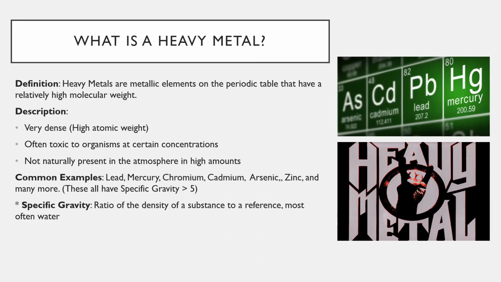And they're not naturally present in the atmosphere in very high amounts. They're present, but humans have really contributed to high amounts of them in the atmosphere. Some common examples are lead, mercury, chromium, cadmium, arsenic, zinc, and a bunch more. These all have a specific gravity greater than 5, which means the ratio of the density of a substance to a reference, most often water. So it really just puts density into a context of comparison with something we're familiar with.